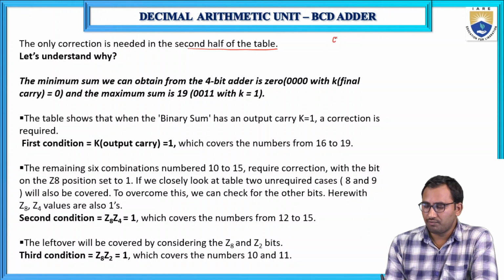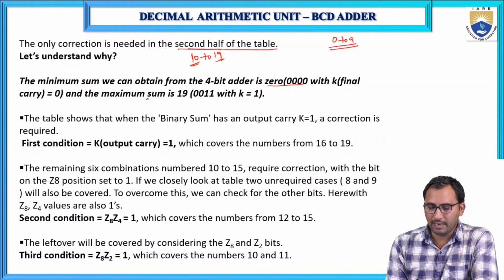Because from 0 to 9 the representation is the same in both the binary sum and the BCD sum. Only the second part, from 10 to 19, is different. So that's why we have to concentrate on the decimal numbers from 10 to 19. The minimum sum we can obtain from the 4-bit adder is 0 and the maximum sum is 9.